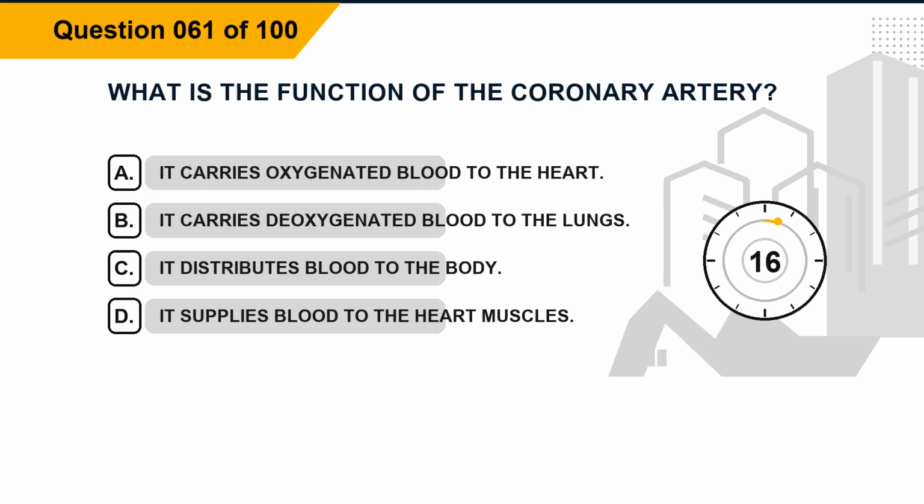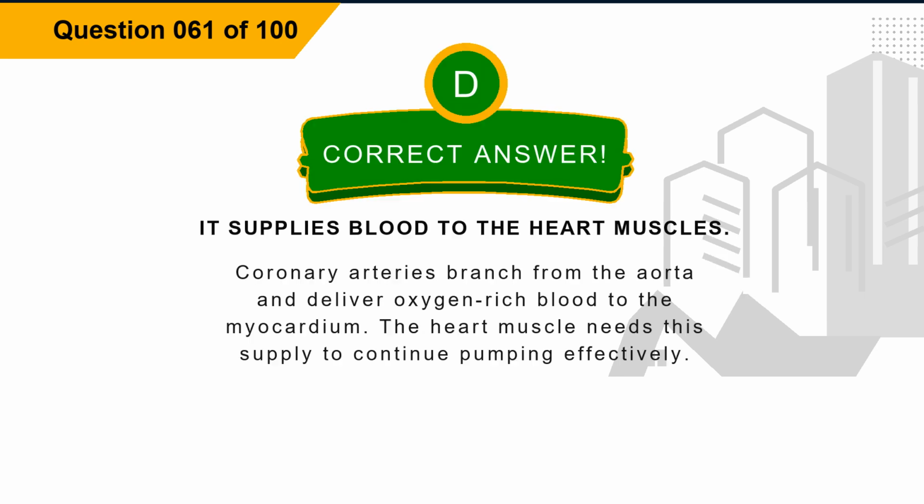Question 61. What is the function of the coronary artery? Option A, it carries oxygenated blood to the heart. Option B, it carries deoxygenated blood to the lungs. Option C, it distributes blood to the body. Option D, it supplies blood to the heart muscles. The correct answer is option D. It supplies blood to the heart muscles. Explanation. Coronary arteries branch from the aorta and deliver oxygen-rich blood to the myocardium. The heart muscle needs this supply to continue pumping effectively.